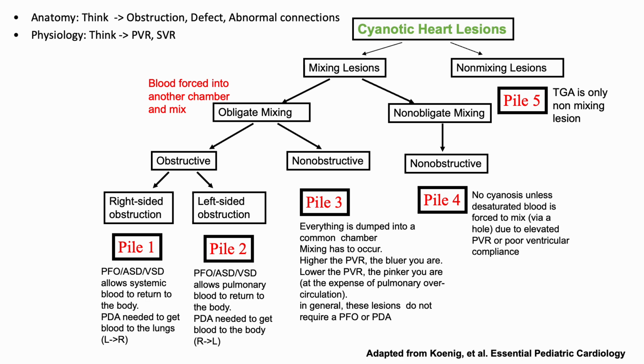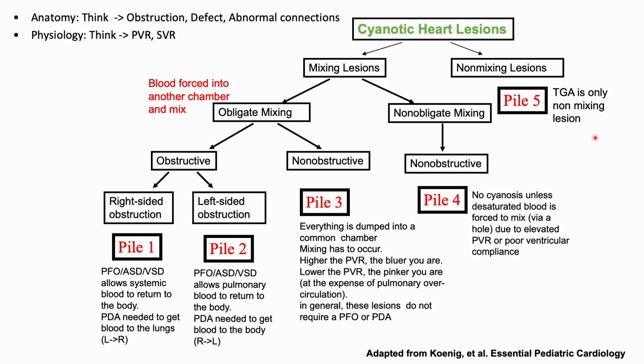We'll start at the very beginning, encompassing all cyanotic heart lesions. We divide them into two categories. One is a mixing lesion, meaning there is a hole or some form of obstruction that results in mixing of the red and the blue blood, resulting in cyanosis due to desaturated blood going out through the aorta. And then there is a non-mixing lesion. And just to make it clear, transposition is the only non-mixing lesion.